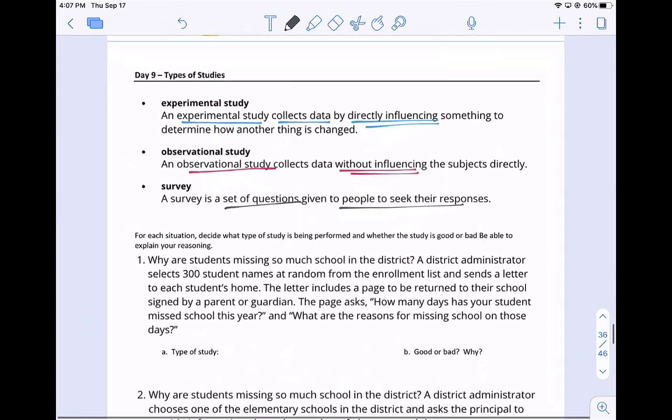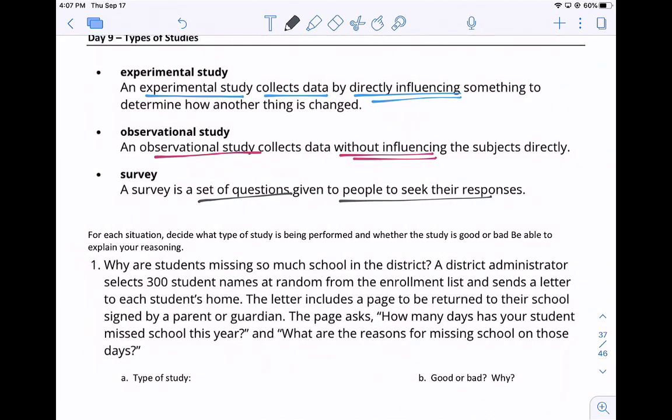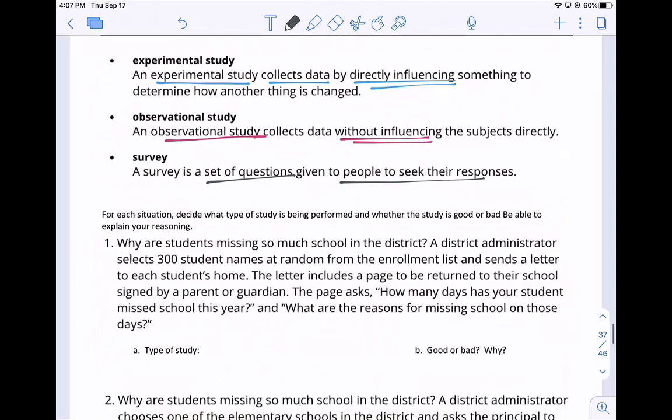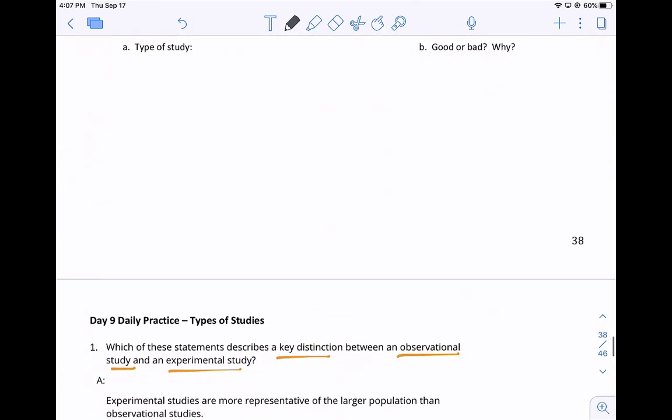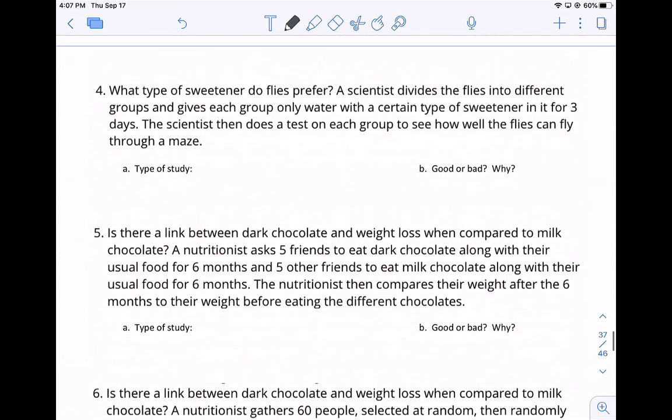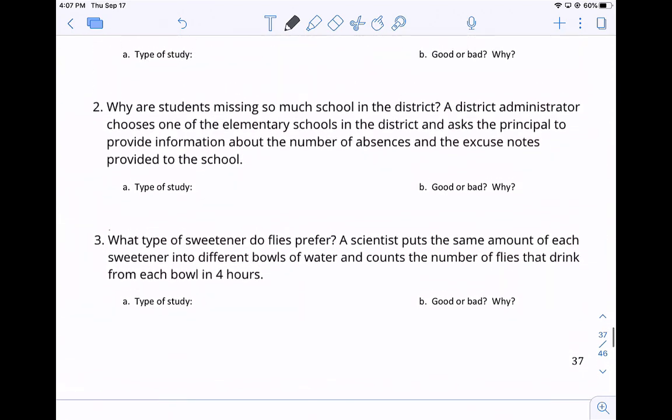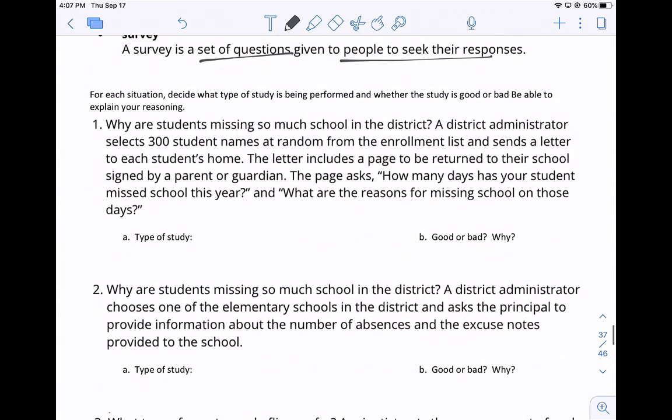For each situation, if we were in class, we would do breakout rooms, and I'd say, all right, go for it, read through it, what do you think? What type of study is it, is it good or bad, and why? There are, I think, 6 of them that we're going to look at in class today. Again, we'll do breakout rooms, come back together, and determine what type of study it is and what's good or bad. But for this lesson, let's read through and you can do kind of the same thing. So again, for each situation, decide what type of study is being performed, whether the study is good or bad, and explain your reasoning.